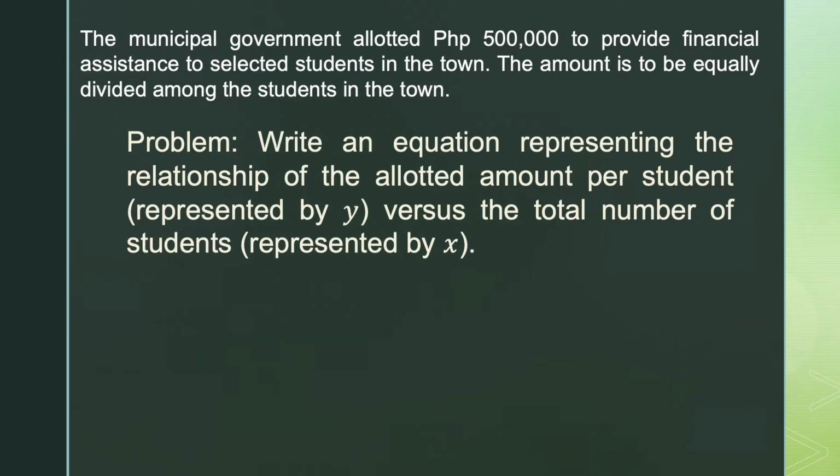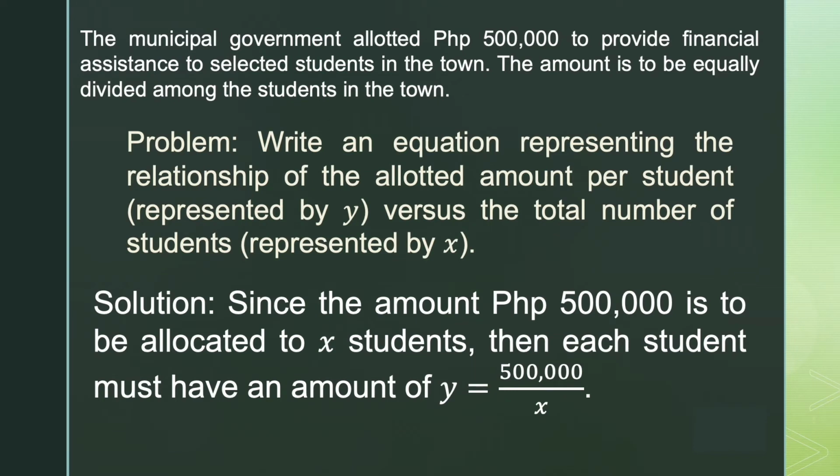We have the following solution. Since the amount 500,000 pesos is to be allocated to x students, then each student must have an amount of y equals 500,000 over x.